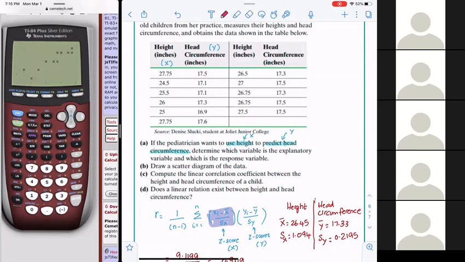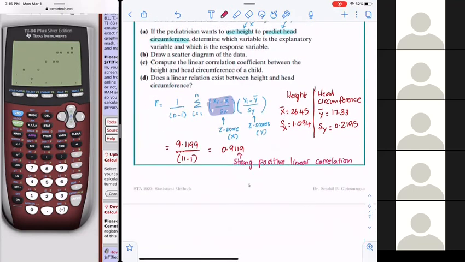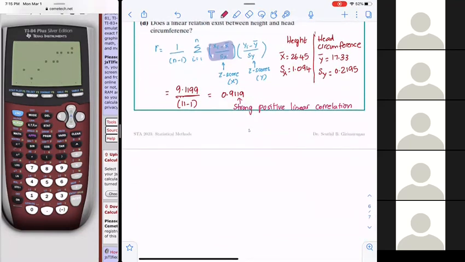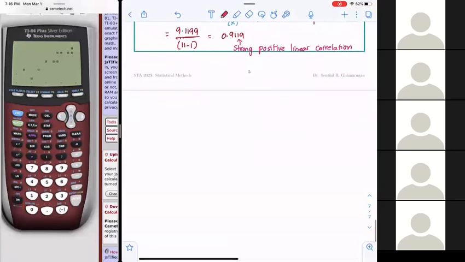Now, is that a perfect linear relationship? No, but could I draw a line that would explain the data points? Possibly. So the data is somewhat linear, and the value of R also indicates the same. So there is a linear correlation, and it is positive. Now we just have to find the mathematical expression that would give us the linear relationship between height and head circumference.